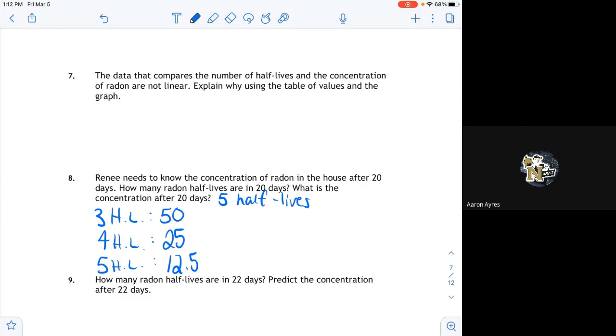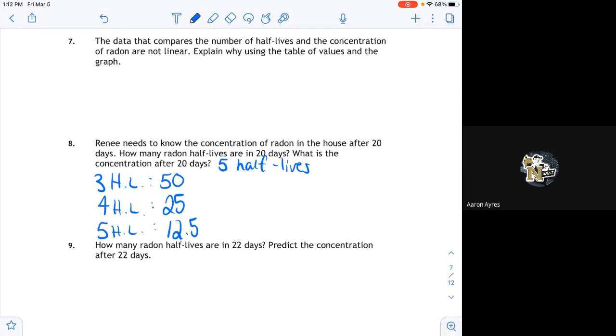Good. Now, how many half-lives would be in 22 days? Okay, 20 days is 5 half-lives. So 22 days is how many half-lives? Raise your hand. Help me out with that one real fast. Tony? 5.5. Yeah. Okay. So predict real quickly how many you think is going to be in 5.5 half-lives.